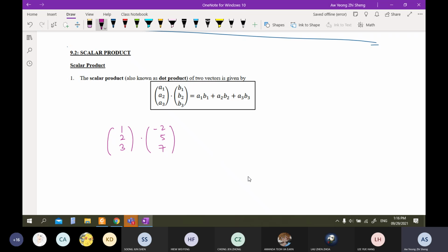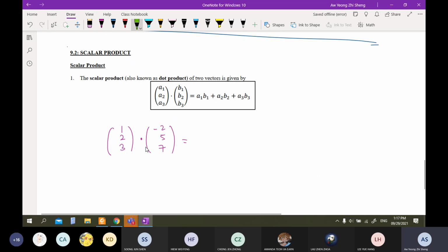This has nothing to do with matrix. These two are vectors presented in the bracket form, and we are not touching any matrix here. So, scalar product is an operation that converts two vectors into a number.